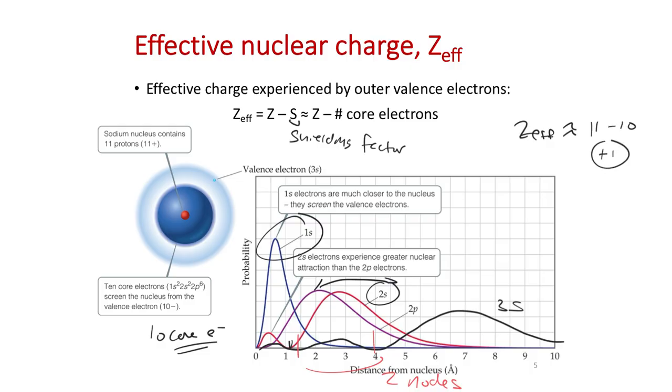If you do this for a magnesium atom, magnesium would have a Z of 12, but still 10 core electrons. So magnesium would be plus 2. You do it for aluminum, plus 3. So our effective charge is going to increase left to right.